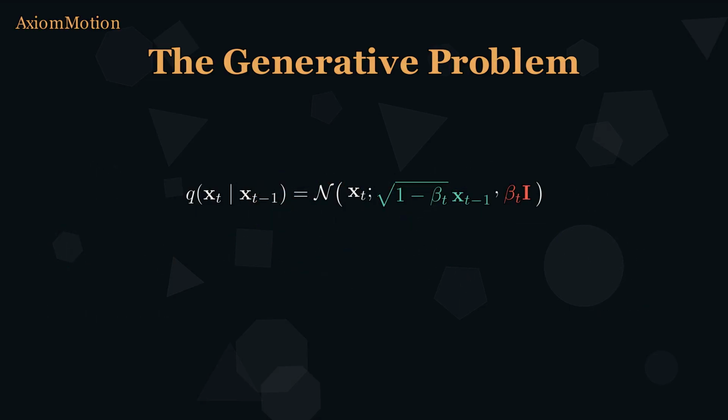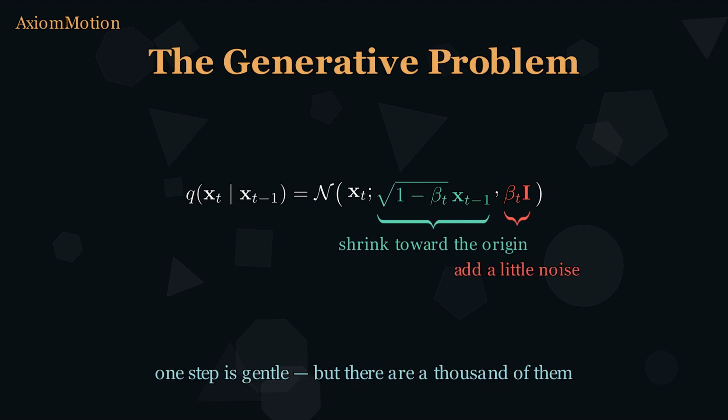A single step of that chain is exactly this. Given the previous point, the next one is drawn from a Gaussian. Its center is the old point pulled toward the origin by a hair. And we add a whisper of fresh noise on top, an amount set by a small number we call beta. One step barely changes anything. But there are 1,000 of them, and together they dissolve the data completely.